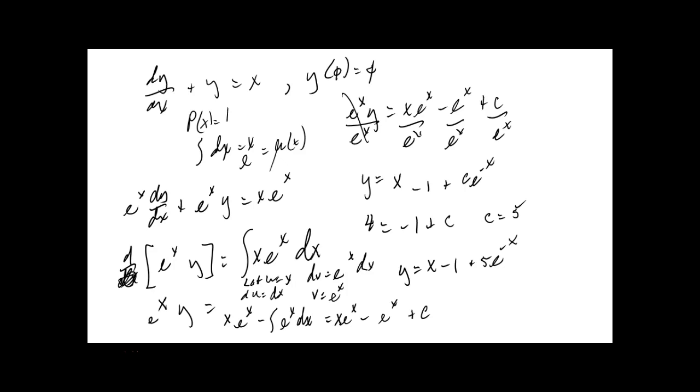Make sense? Yes, sir. All right, good deal. So that was example 5. And by the way, that ce to the minus x, the 5e to the minus x, is what they call a transient term. In the long run, it's not going to have very much impact. But in the short run, it has a big impact, so it takes it way off that line.